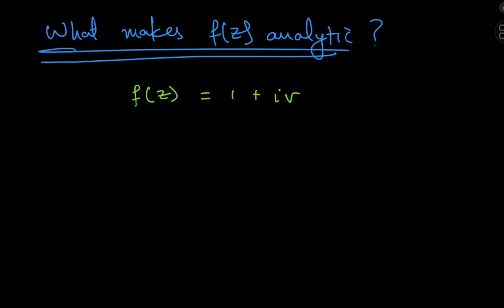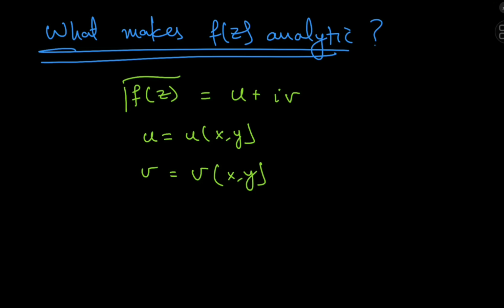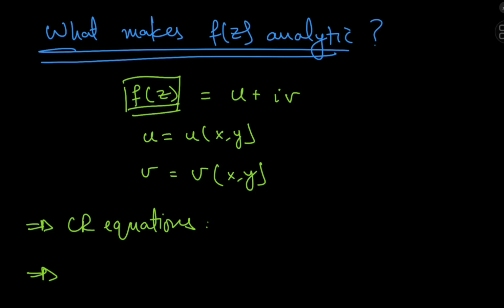And we know that the real part u is a function of the real and imaginary parts of the complex variable z, and the same goes for the imaginary part v. So what behavior of the real and imaginary parts of the function under consideration guarantees it to be analytic? There are in fact two conditions that form the necessary and sufficient conditions for a function to be analytic.